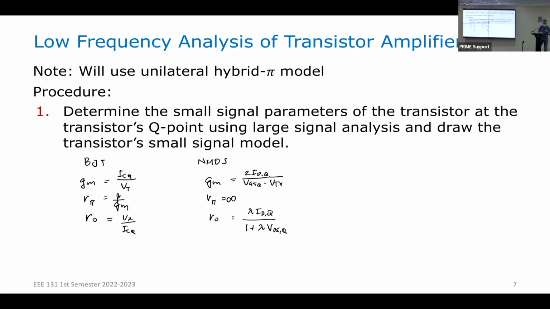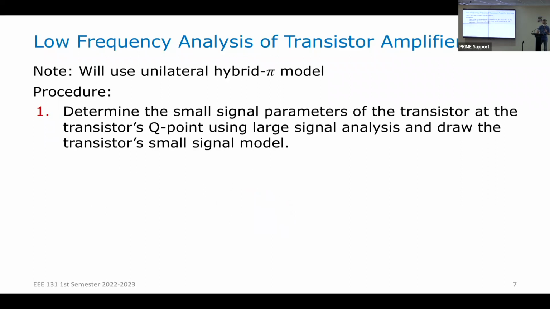Here you need to know your quiescent collector current. Here you also need to know that. Of course, your early voltage is a constant. Here you need to know the quiescent drain current, and you need to know VGSQ, to be able to compute.